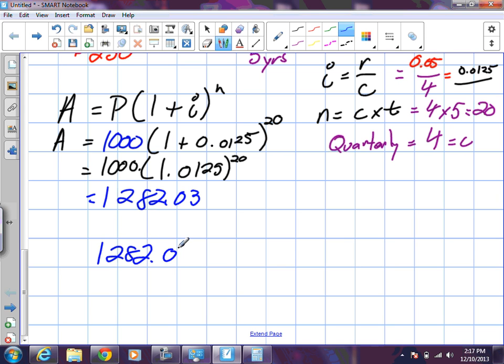So I earned $282.03 in interest. Now that's how much above our simple. Remember, simple was $250, so I earned $32.03 more than I had before. So just because we were able to compound, I earned more money. And the longer this happens, the greater that difference becomes. We earn more and more money compared to before.